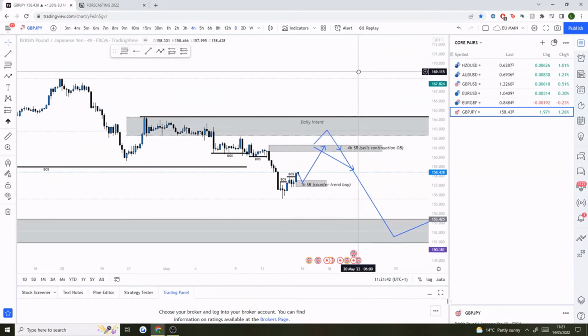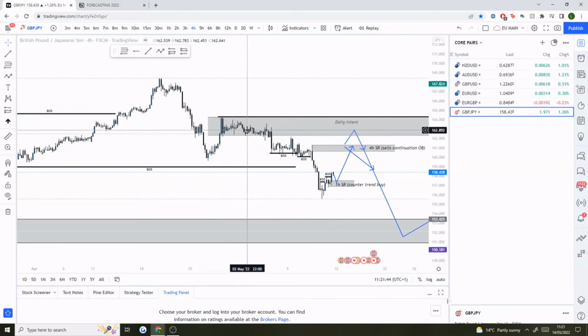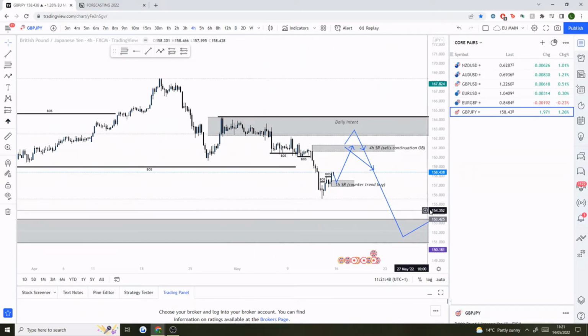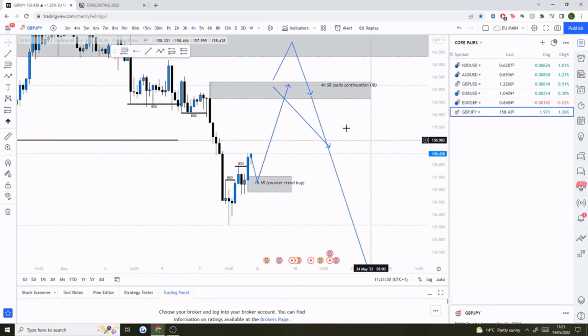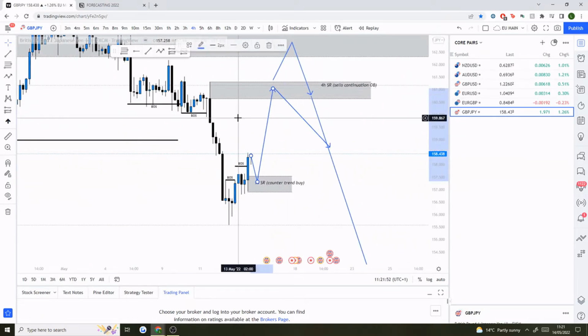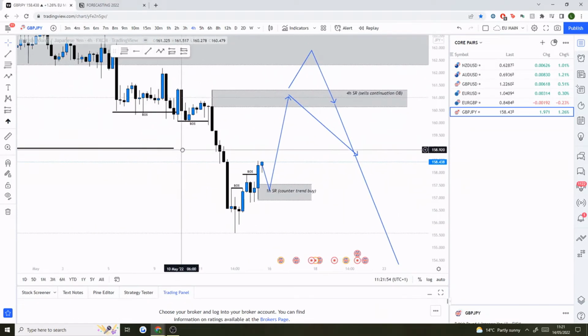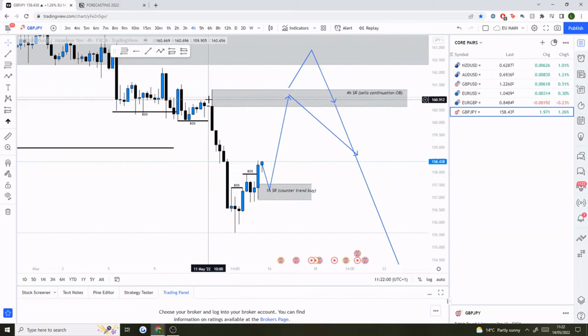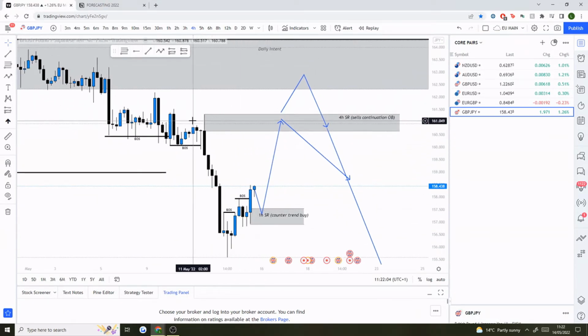Now, the thing is though, there's not really much imbalance in these areas. All the imbalance is pretty much being filled. And looking at the 4 hour, what we can see is basically price has had this big impulsive move here. So basically this wick is the origin of this whole move, which broke structure. So for that reason, this wick is a bearish order block.